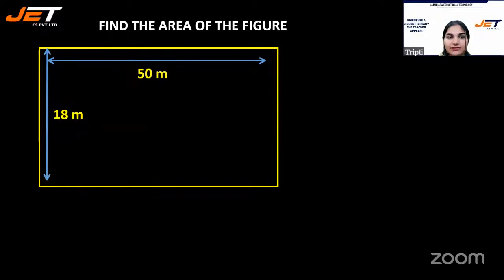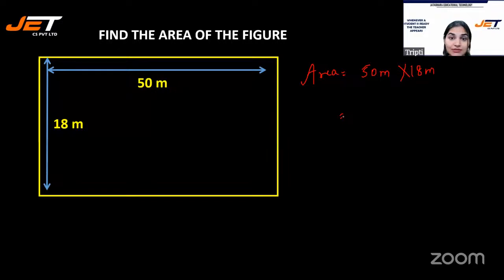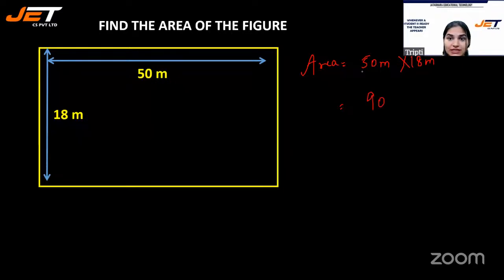So 50 meters times 18 meters, because we are calculating the area. So area is equal to 50 meters times 18 meters. If I do 5 times 18 or 18 times 5, which is equal to 90. Then there is one zero extra, which I'll put here. So it will become 900 meters square, the area of this rectangle. Okay, so children, we are done with area.